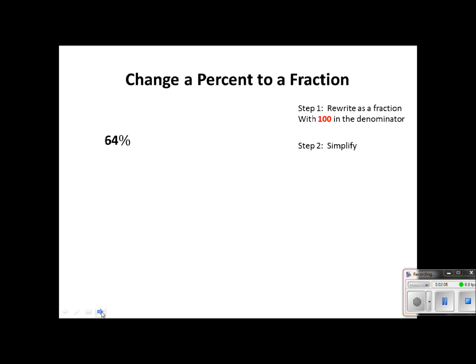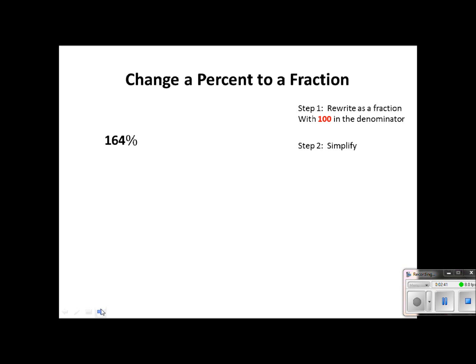64%, we want to rewrite it as a fraction. The minute we see this percent symbol, we're thinking 100, so we're going to rewrite it as a fraction with 100 in the denominator. So it's 64 over 100. And then my step 2 is to simplify. The top and the bottom are both divisible by 4. So I'm going to rewrite this: 64 divided by 4 and 100 divided by 4 would be 16 over 25. Let's take a look at another one.